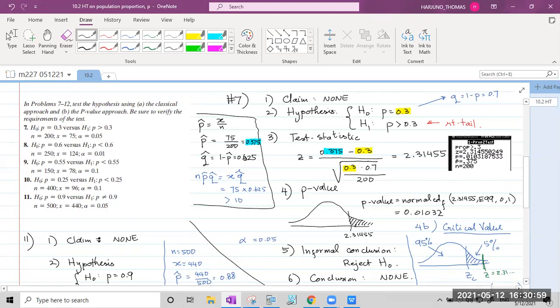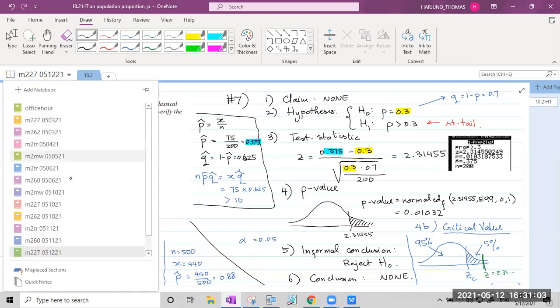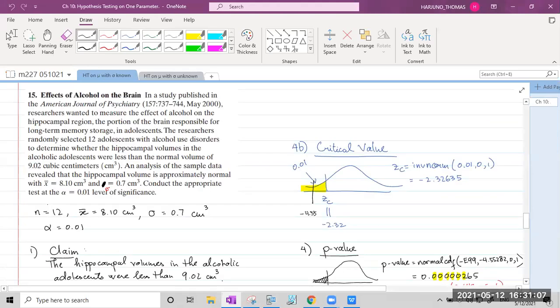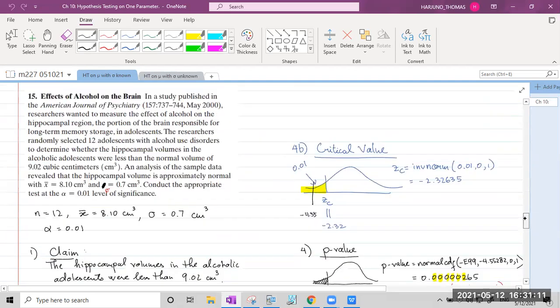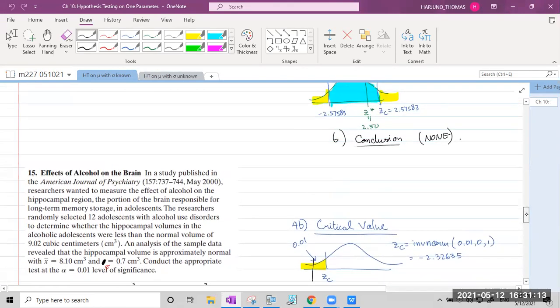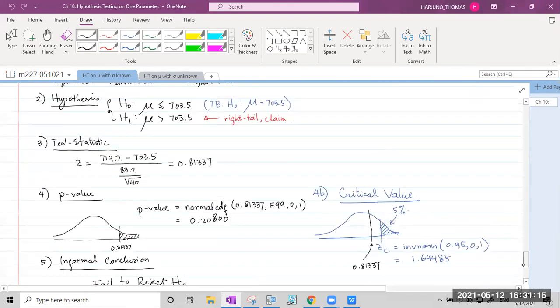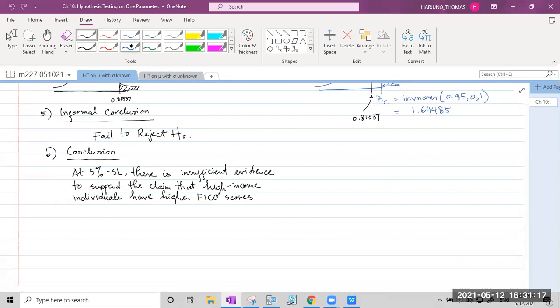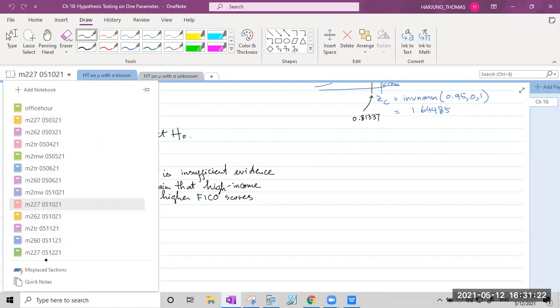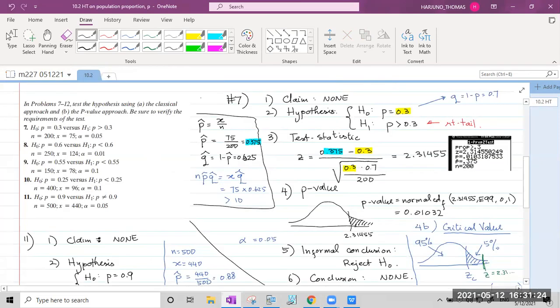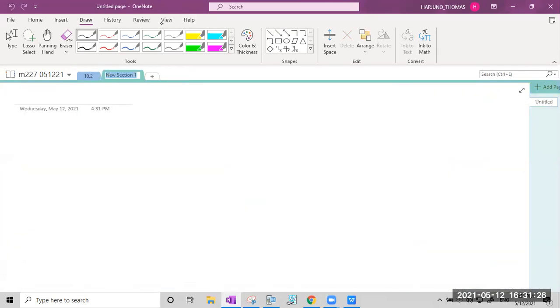If you want to see how we check our previous work, the one from the 10th, for example, how do we check hypothesis testing on mu with sigma known? You know what? Let me go back here. Do this, the new page.